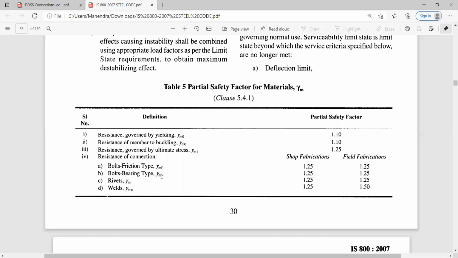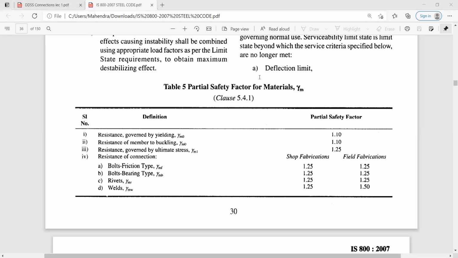गामा एमबी क्यों? As we are going to design for the bearing type के लिए हम लोग डिजाइन कर रहे हैं, इसलिए हमें गामा एमबी की वैल्यू चाहिए. तो गामा एमबी की वैल्यू अभी यहाँ पे पार्शियल सेफ्टी फैक्टर की वैल्यू देखो 1.25 ही है. दोनों भी फैब्रिकेशंस के लिए, मतलब दोनों भी अलग अलग टेक्निक्स है. एक है शॉप फैब्रिकेशन, एक है फील्ड फैब्रिकेशन. सो दोनों भी अलग अलग टेक्निक्स के लिए हमारे पास गामा एमबी की वैल्यू कितनी है? 1.25. इसीलिए हमने 1.25 कंसिडर की है फॉर द डिजाइन.